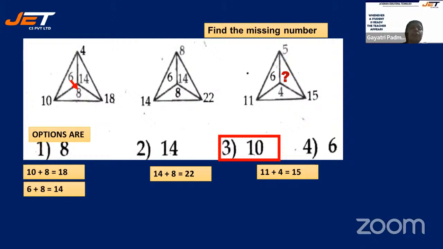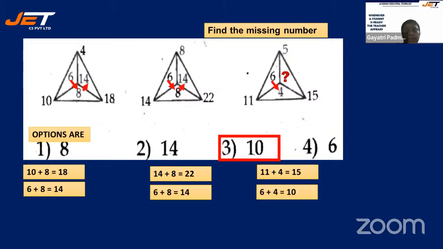Likewise, if you add 6 plus 8, we get 14. Similarly, in the third one, if you add 6 plus 4, you should get 10. So that should be the missing figure. So option 3 is the correct answer. Is it clear, students? I'm sure you all would have understood now. All right, let's move on to the next sum.